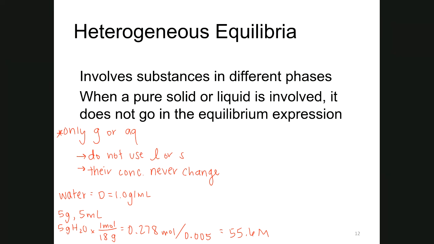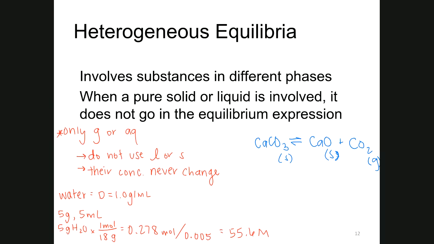So we're only going to use gases or aqueous solutions. So let's say, for example, we're looking at the reaction of the decomposition of calcium carbonate into calcium oxide and carbon dioxide. So calcium carbonate is a solid, calcium oxide is a solid, and carbon dioxide is a gas.